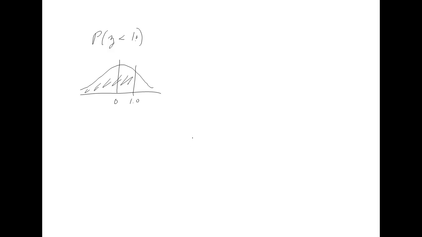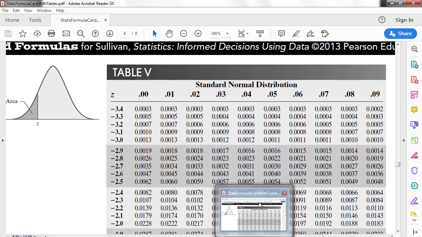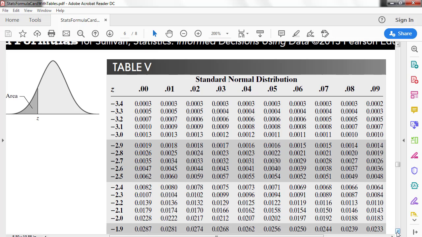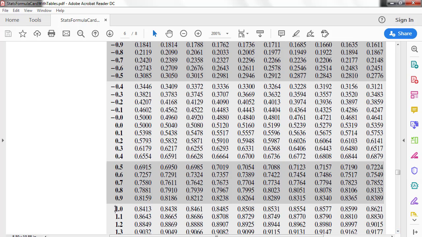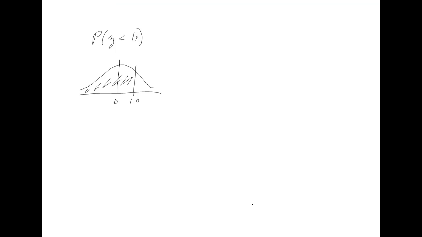So to do that, I just need to go look at the normal curve. I want to find 1.0. So 1.0 is down here a little ways, right here. So 1.0 in the curve, that means the area to the left of 1.0 is 0.8413. So I go back here and I know that the area this way is 0.8413. And so this probability is equal to 0.8413. That's it. That's how you do the less thans.